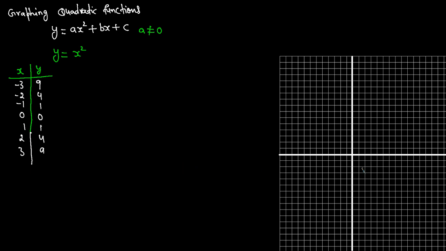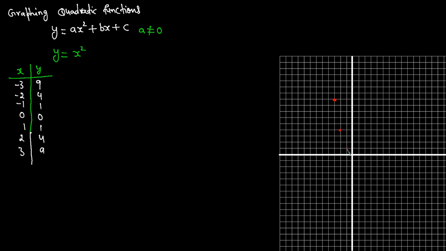Okay, so now plot those points over here. Can use a red. So x is negative 3, so 1, 2, and 3, and y is 9, so 1, 2, 3, 4, 5, 6, 7, 8, 9. So this is my first point. And the second point is x is negative 2, 1, 2, and y is 4, 1, 2, 3, and 4.